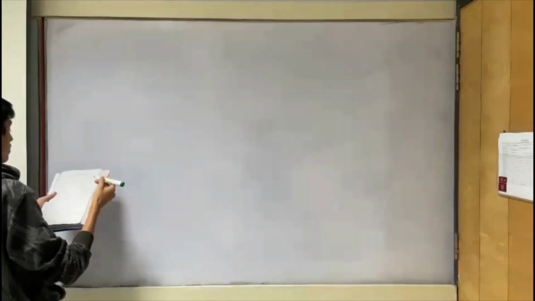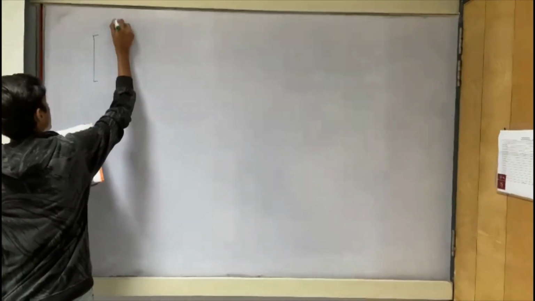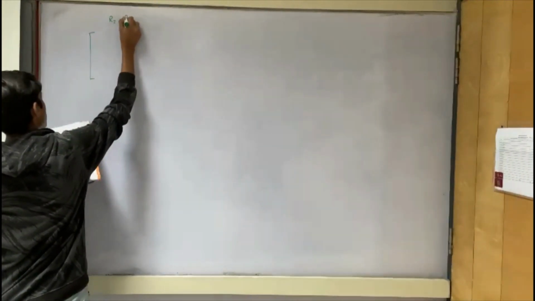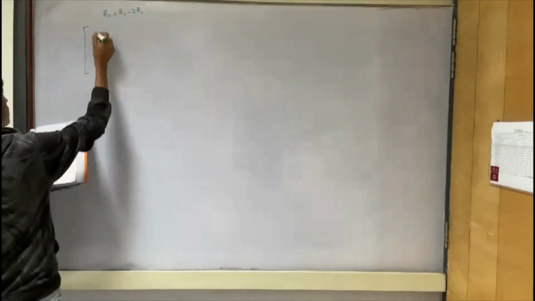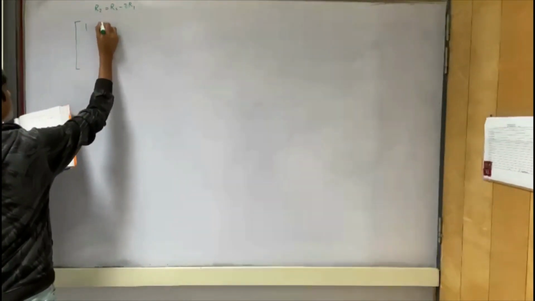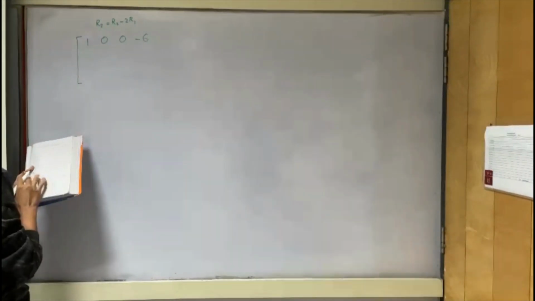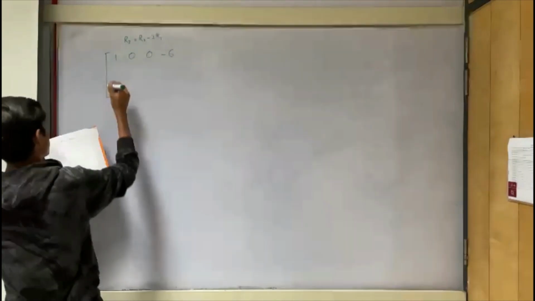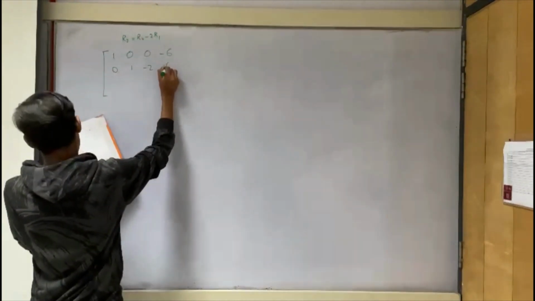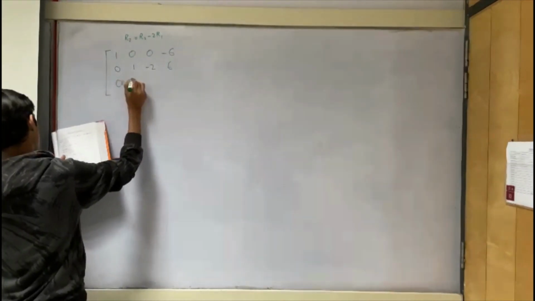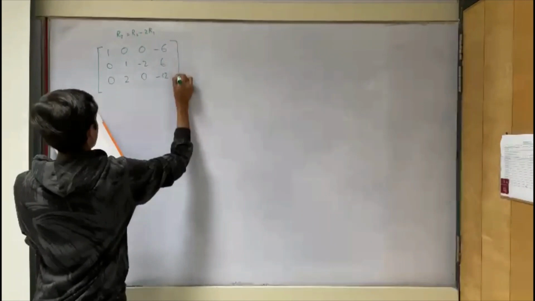So after swapping the rows, we will apply the first row operation, that is R2 equals R2 minus 2 times R1. For this we will copy the first row as it is, that is 1 0 0 and minus 6. Then row 2 is altered, and that would be 0 1 minus 2 and 6, and row 3 would be copied as it is, that is 0 2 0 and minus 12.